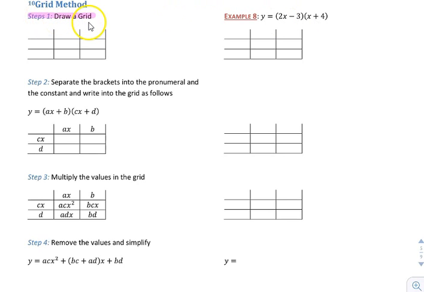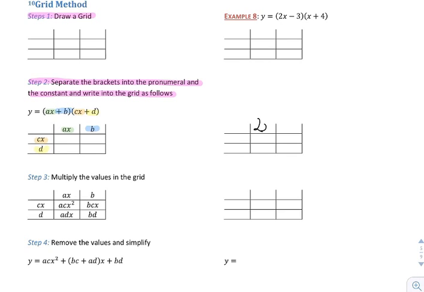So step 1 for the grid method is to actually just draw a grid. It will always be a 3 by 3 grid, which we will fill out. Step 2 says that we separate the brackets into pronumerals and the constant, and then we write it in the grid as follows. So the AX portion goes first, then the B, CX, and then D.